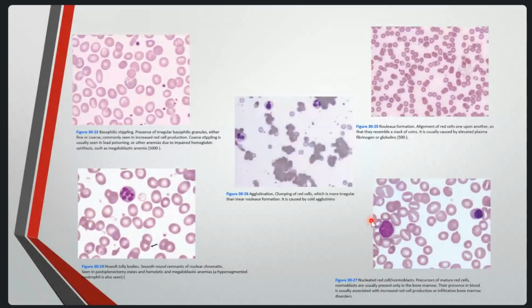Here, we have the nucleated red cells, or the normoblasts, which are immature red blood cells. We also have the maturation series of our red blood cells. This is actually an enucleated red blood cell, and this could be an orthochromatic normoblast.